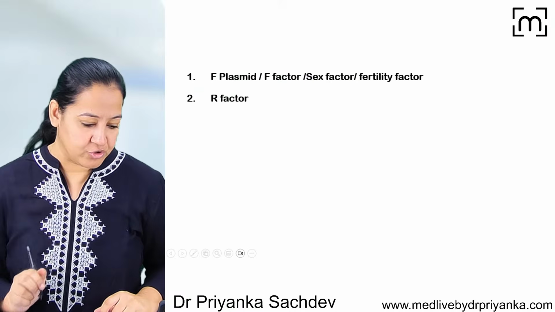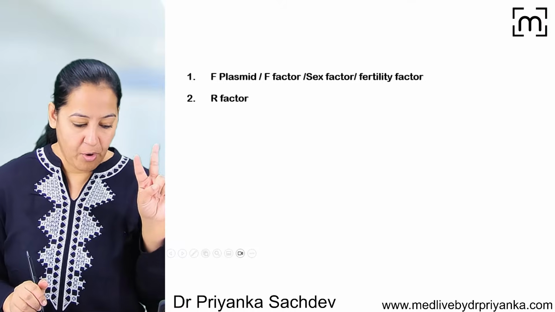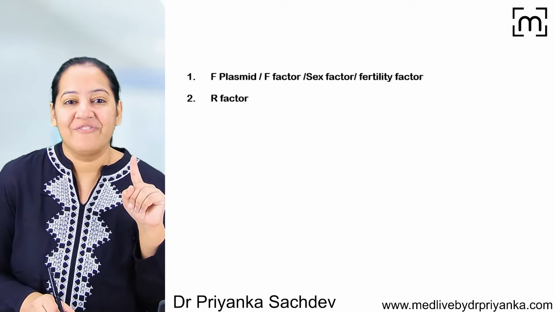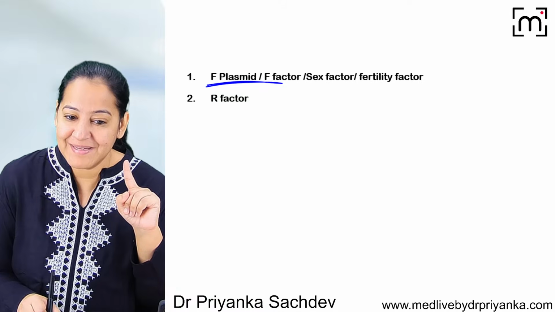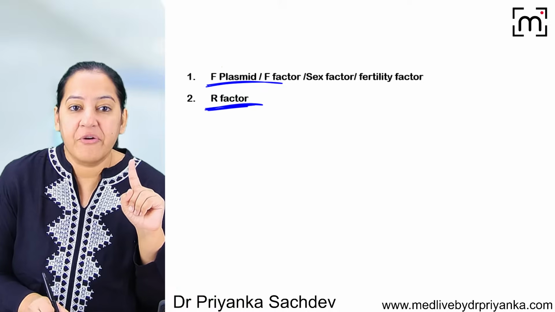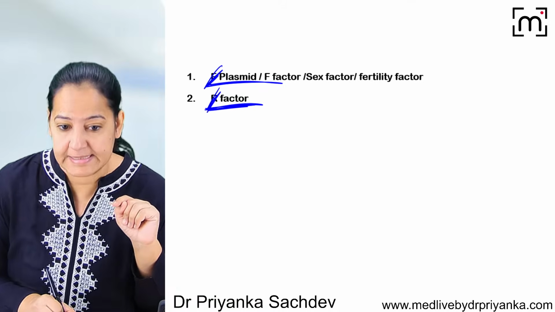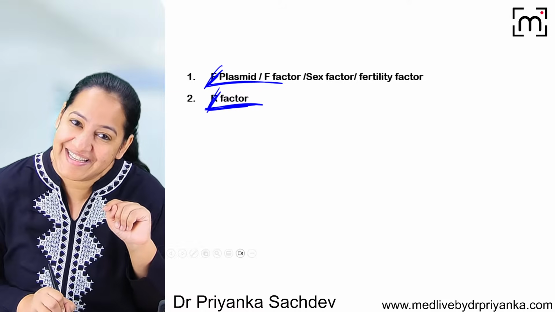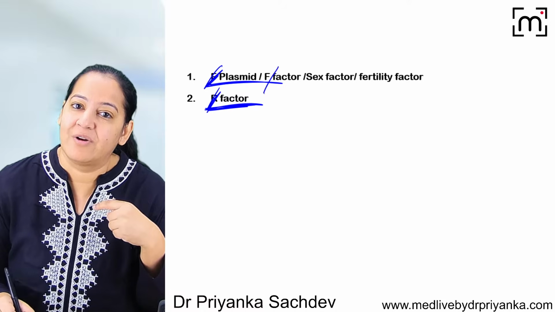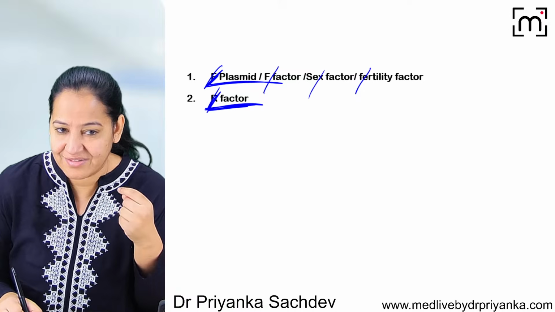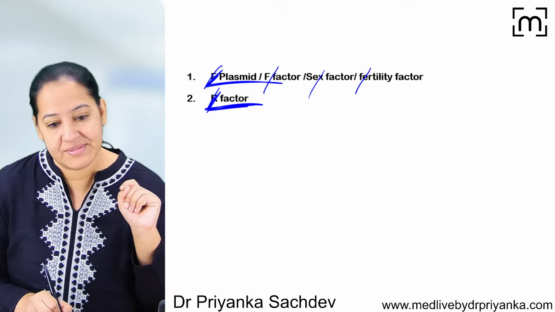Now there are two types of conjugation. You have to learn the two important ones. The first is F factor, F-plasmid, and the second is R factor. F for fertility and R for resistance. Learn the full form. F for fertility. It is F-plasmid, F factor, also known as fertility factor or sex factor. And second is R. R is resistance. Let me explain.